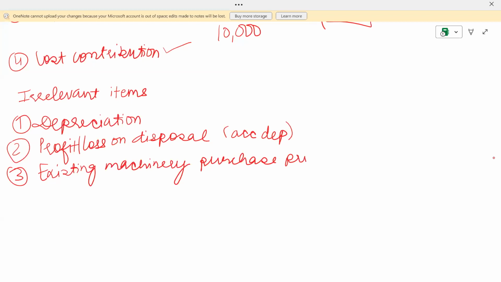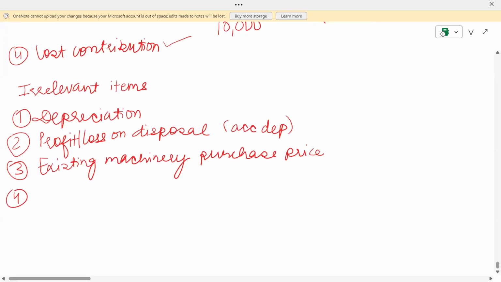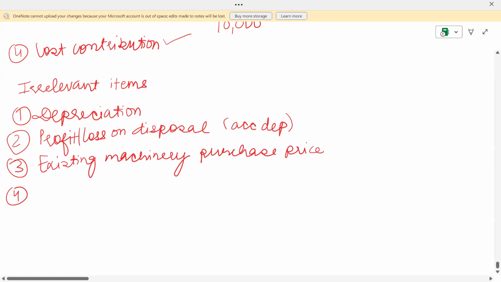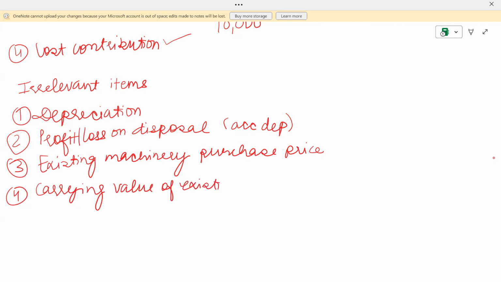This is the cost that you have already paid, so this will not be relevant. Another irrelevant item will be the carrying value of the existing machinery. So this is also going to be irrelevant.